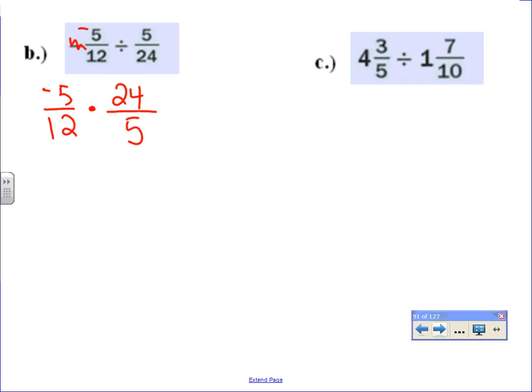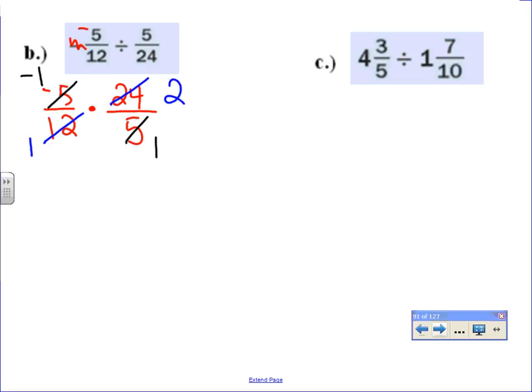Did you forget to do that part, Nathan? Okay, then keep, maybe you cross-simplified wrong. Negative 5 divided by 5 is negative 1. 5 divided by 5 is 1. You can also change 12 goes into both 12 and 24. 12 divided by 12 is 1. 24 divided by 12 is 2.